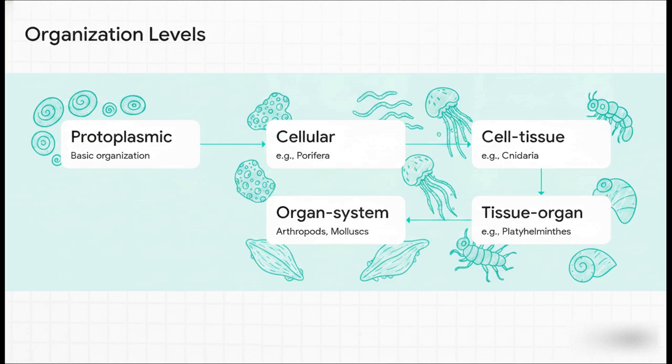Step 3 is the cell tissue level. Think of cnidaria here, like jellyfish. Then, the complexity scales up again at step 4 to the tissue organ level, beautifully represented by platyhelminthes, or flatworms. And finally, we hit the pinnacle of invertebrate complexity, the organ system level. This is where highly active organisms like arthropods and mollusks live. It's an amazing evolutionary ladder of increasing specialization.